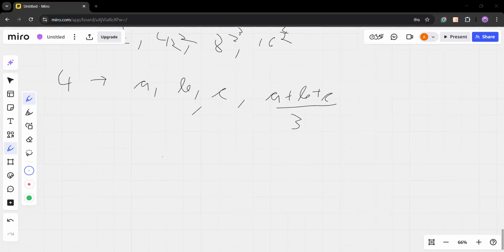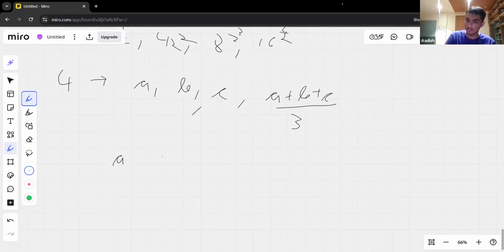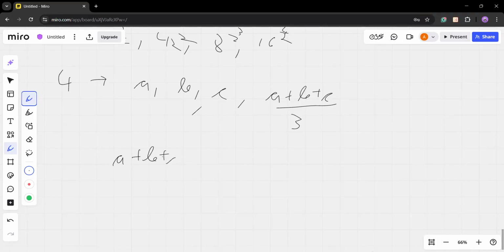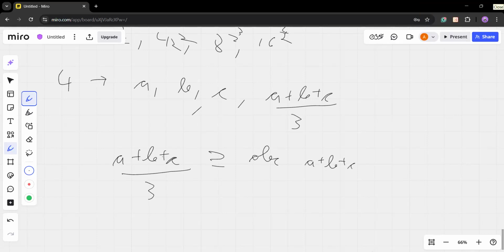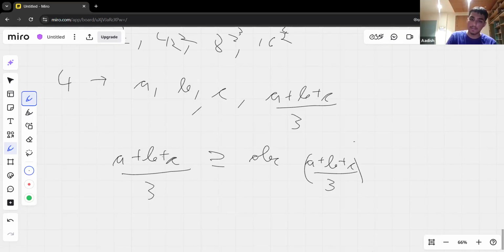I have (a plus b plus c) over 3 is greater than or equal to the fourth root of abc multiplied by (a plus b plus c) over 3. Can you repeat it? The arithmetic mean (a plus b plus c) over 3 has to be greater than or equal to the fourth root of a into b into c into (a plus b plus c) over 3. Yes, this is correct. But you can simplify it further.